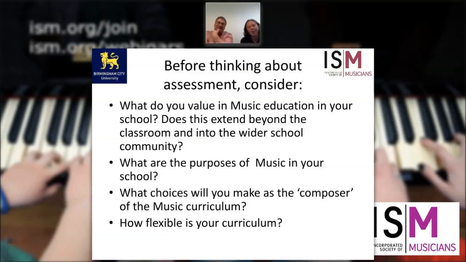Right, we've got a lot to think about really in terms of assessment and what we actually want. So some of the work I've been doing recently and the thinking with people is about valuing. What do you value in the music education in your school? What is tending to happen is people are just cutting to the bottom line and going, right, how am I going to assess this, without working out what it is they value and what it is they want to assess.